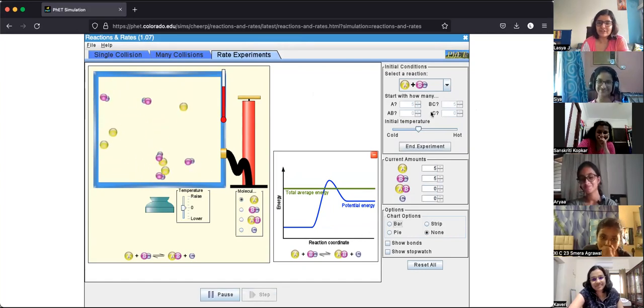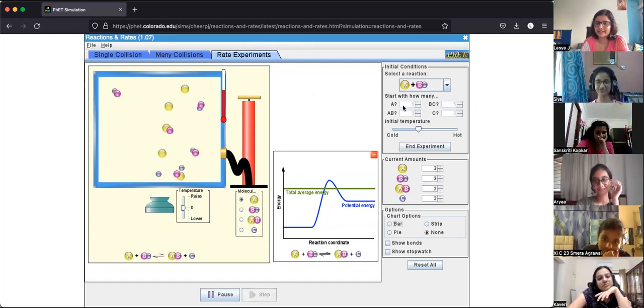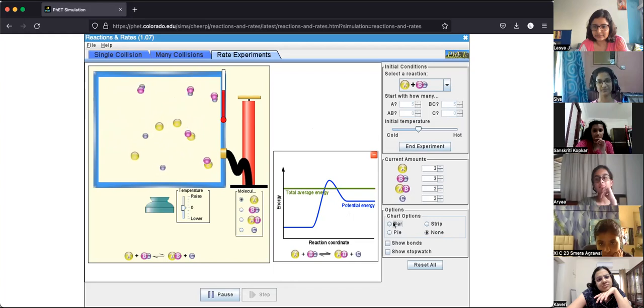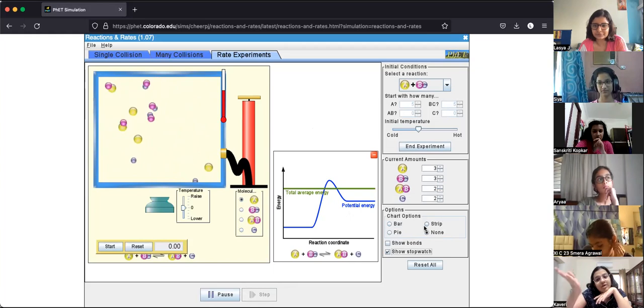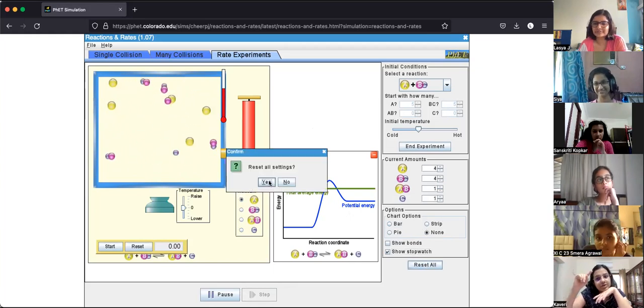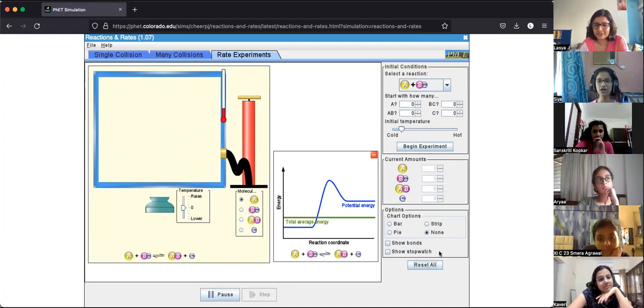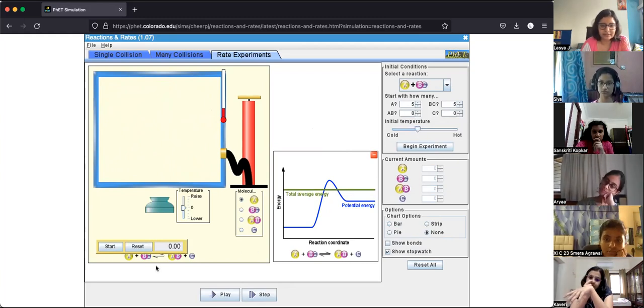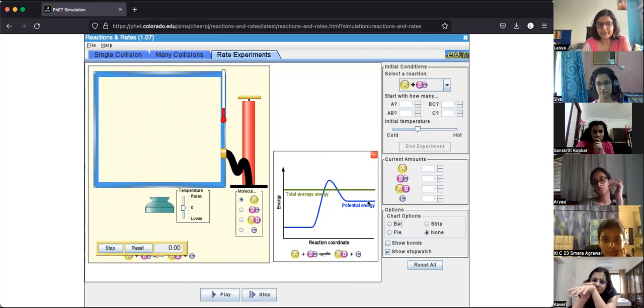Let's see. So I've taken 5 and 5 of the reactants. A is 5 and BC is 5. And let it happen. This is a simulation, a reaction simulation. We'll see the stopwatch. We'll start with 1, 2, 3, 4, 5 molecules of A, 5 molecules of BC. And we'll increase the temperature so that we don't take a lot of time. So start, begin experiment.